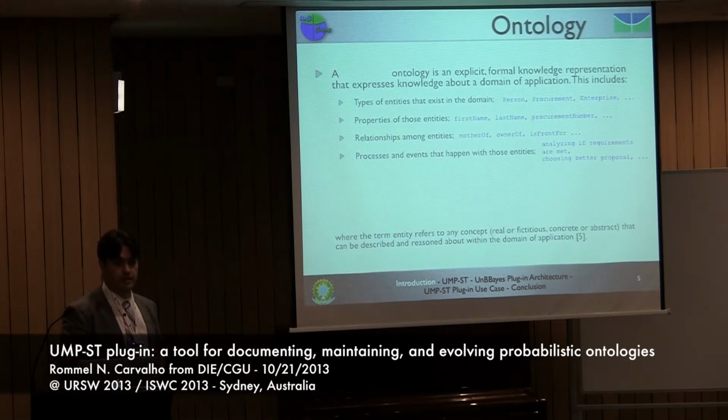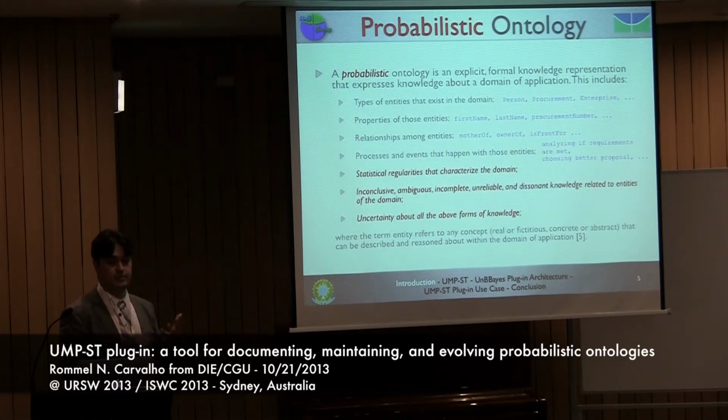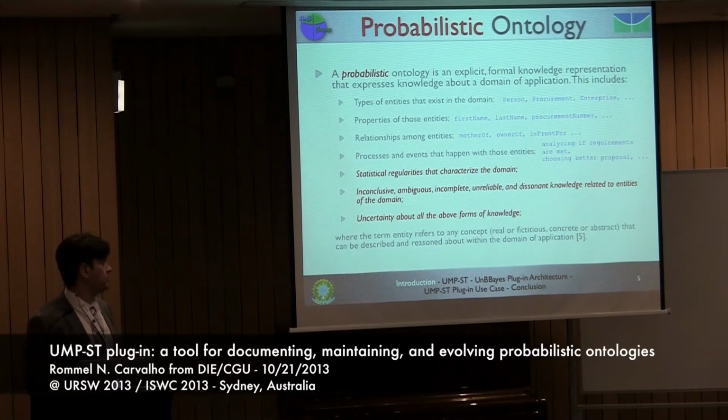When we add probability to it, what we are basically doing is adding all these different types of uncertainty to these terms, to these semantics we have. So we're going to talk about statistical regularities on that domain: inconclusive, ambiguous, incomplete, unreliable, and you can think of a lot of different uncertainty associated with that domain. We've seen a lot of that in the first talk, for those who were here, where Annie talked about all these different types of uncertainty, and there are tons of them.